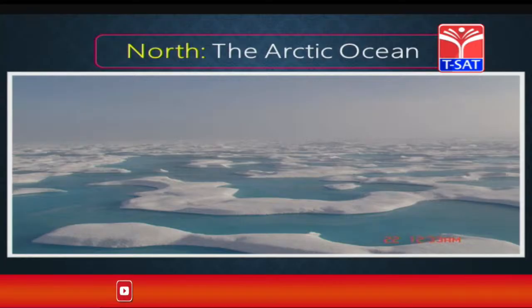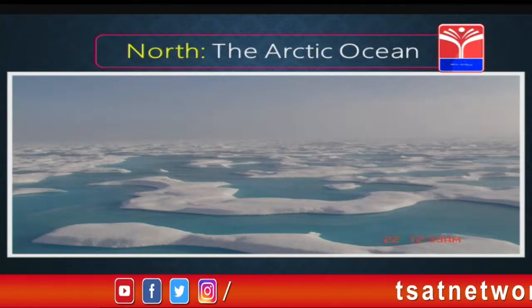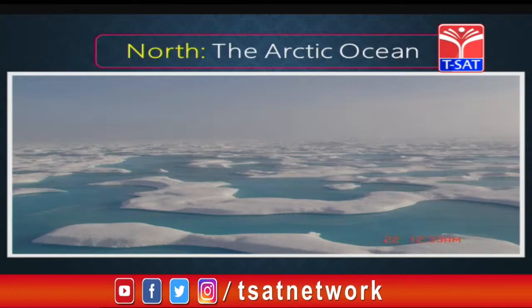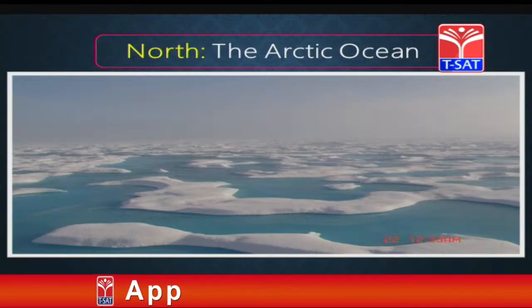Let us get into the details of each boundary of Europe. North, the Arctic Ocean. As you can see in the picture, it is covered with ice all year round, because the location of this Arctic Ocean is in the polar region.